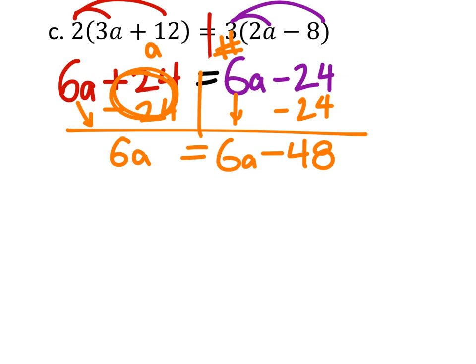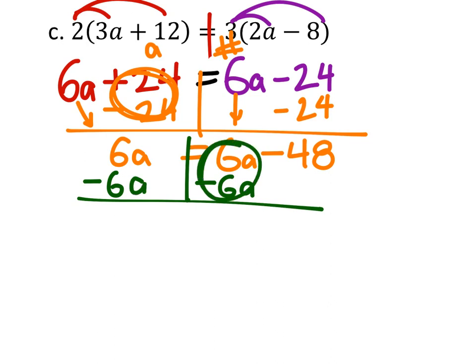Then I've got these 6a's, which are on the wrong side of the equal sign. So I will subtract those 6a's, and that's just going to zero out. I've got 6a's minus 6a's, which gives me 0a's left over. And I've still got this negative 48.